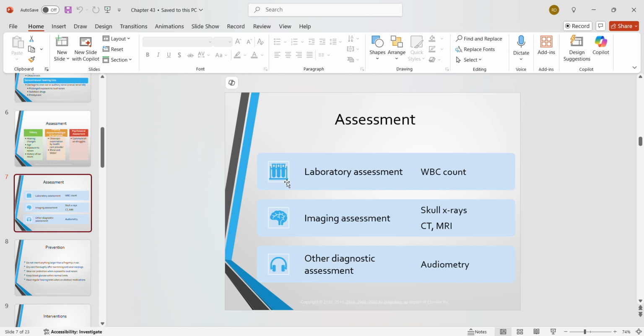Special tests we can do are hearing tests, including the whisper test, the tuning fork test, and we can do audiometry. The balance test we can do is the Romberg test. So you can do the Rinne and the Weber, and you can do the Romberg for the balance.